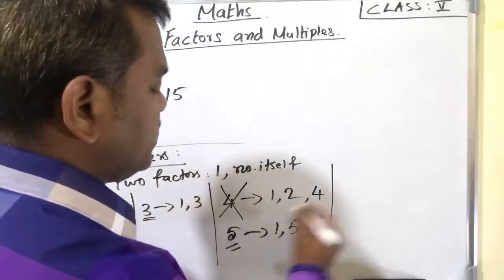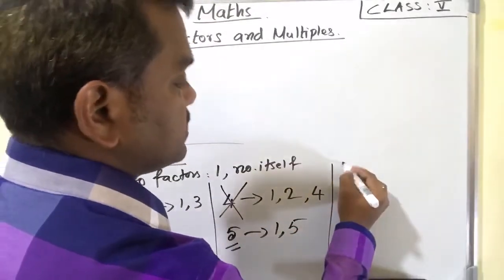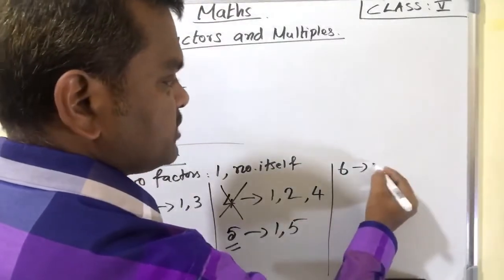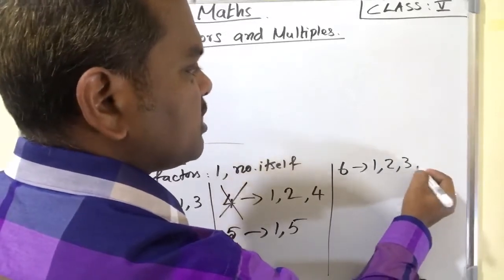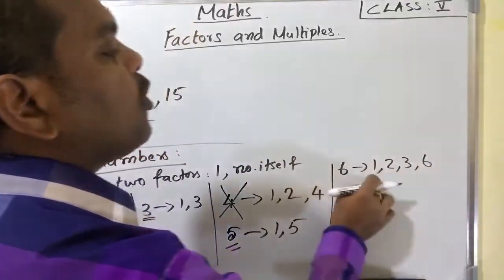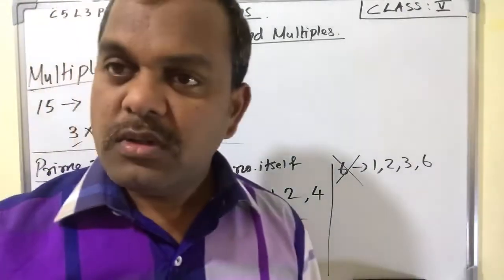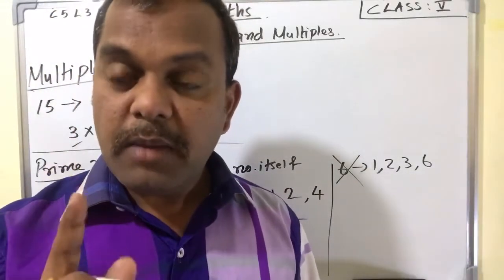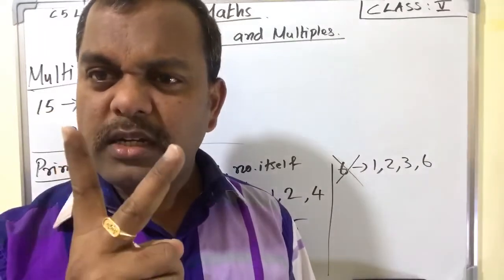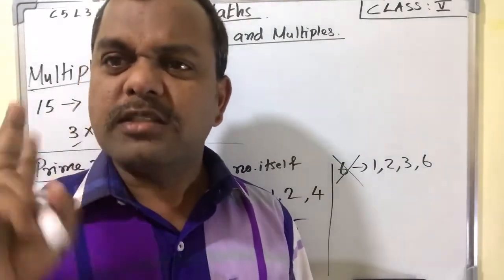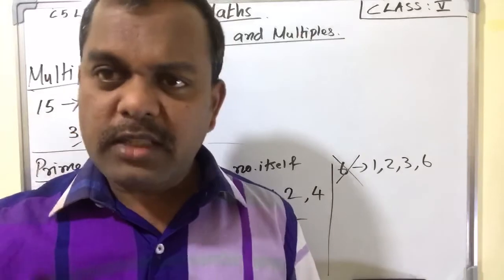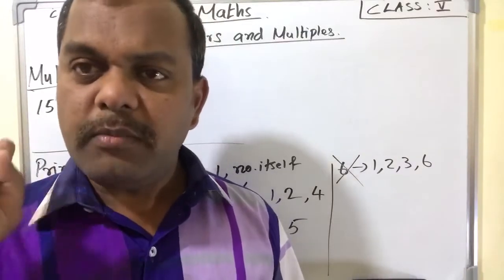Next, check 6. Factors of 6: 1, 2, 3 and 6. 4 factors. 6 is not a prime number. Understood how to find the prime number? Prime number means only 2 factors, 1 and the number itself. No other factors. That is called a prime number.